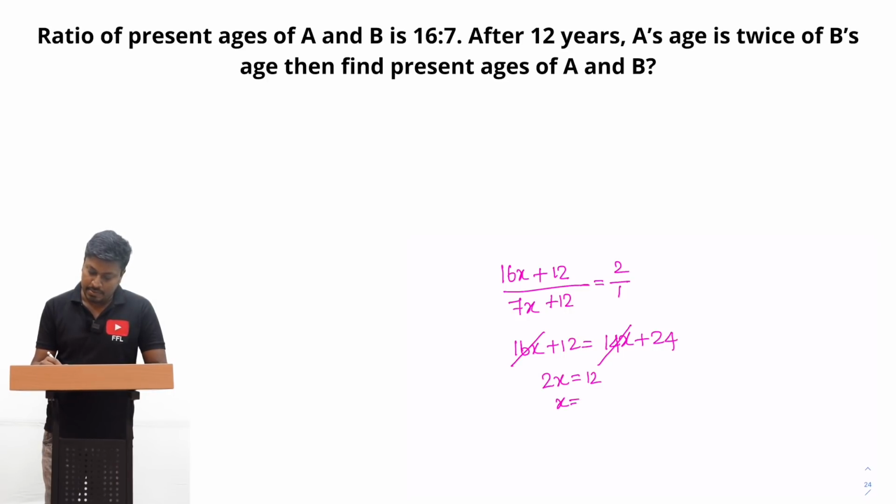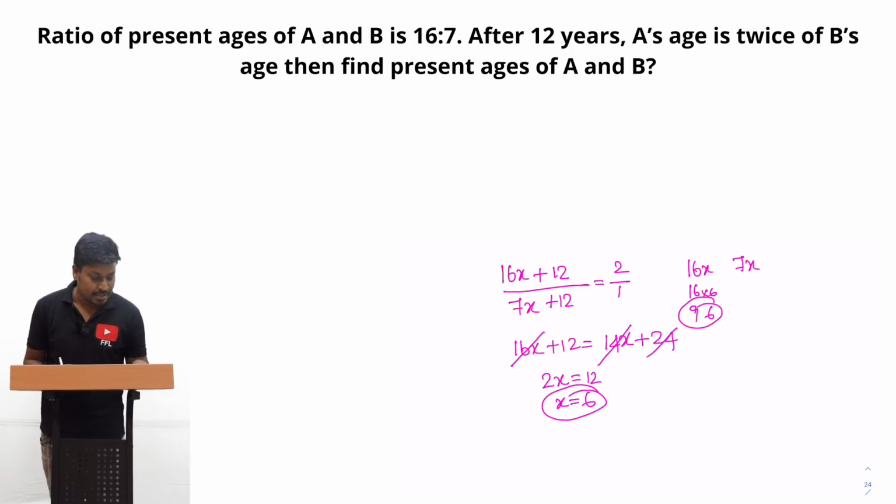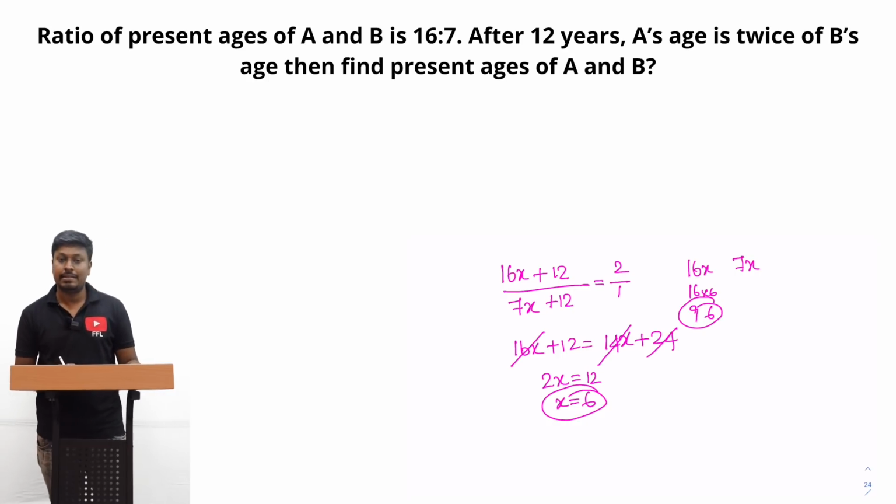So 2x is equal to 12, so x is equal to 6. So finally we got the value of x is equal to 6. Substitute 6 here. We already know that A's age will be 16x and B's will be 7x. So 16 into 6 is 96. So 96 will be A's present age. Look at option D. We have 96 and 42 years. So we can say that the answer for this question will be option D, that is 96 years and 42 years.